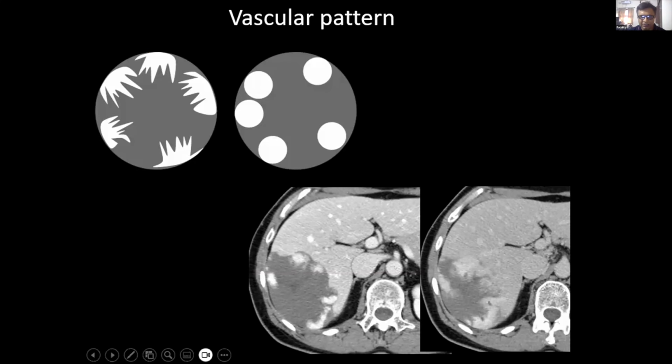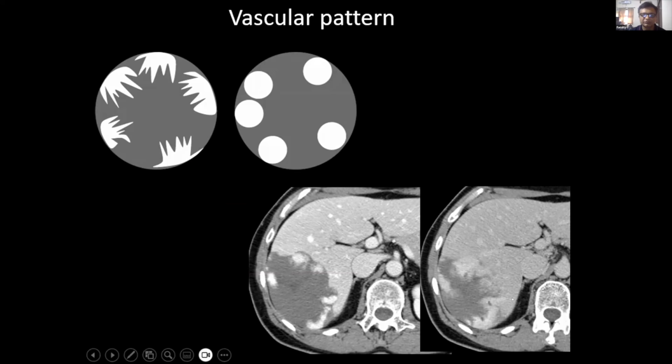CT gives almost 100% specificity regarding the characterization of these lesions. So in the arterial phase, how does it look? As I showed earlier, peripheral nodular enhancement, that's very, very crucial, or discontinuous enhancement, a peripheral nodular enhancement, which you're seeing here. And in the portal venous phase and delayed phases, you see centripetal filling in of contrast.